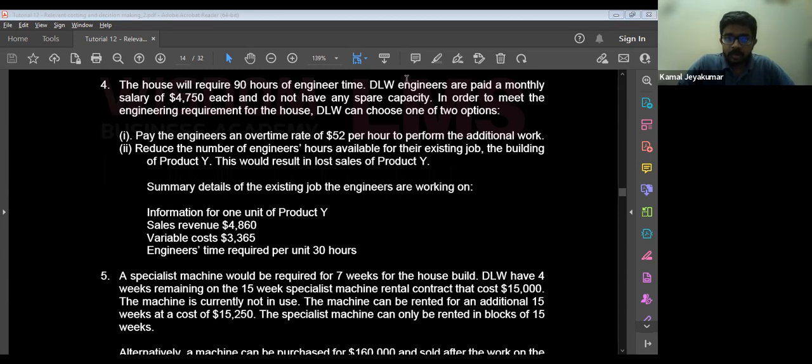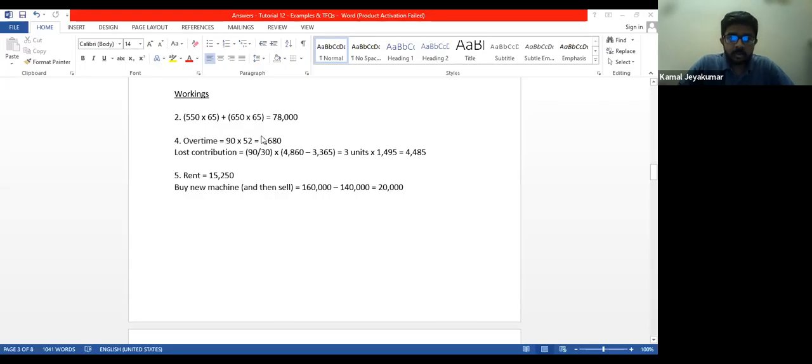The overtime option is going to take 90 hours into $52, 4,680. Lost contribution from product Y: 90 by 30 gives you the number of units, 3 units. This is contribution per unit, which is 1,495. Your opportunity cost there will be 4,485. Which is lesser, 4,680 or 4,485?